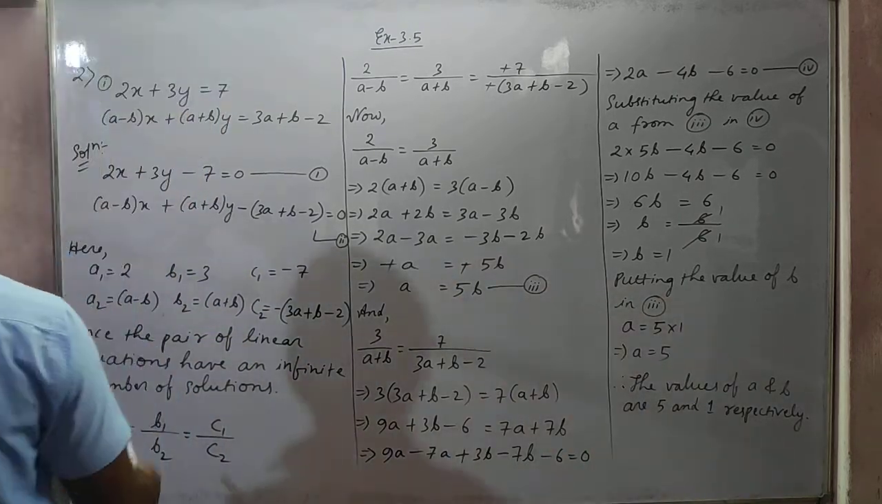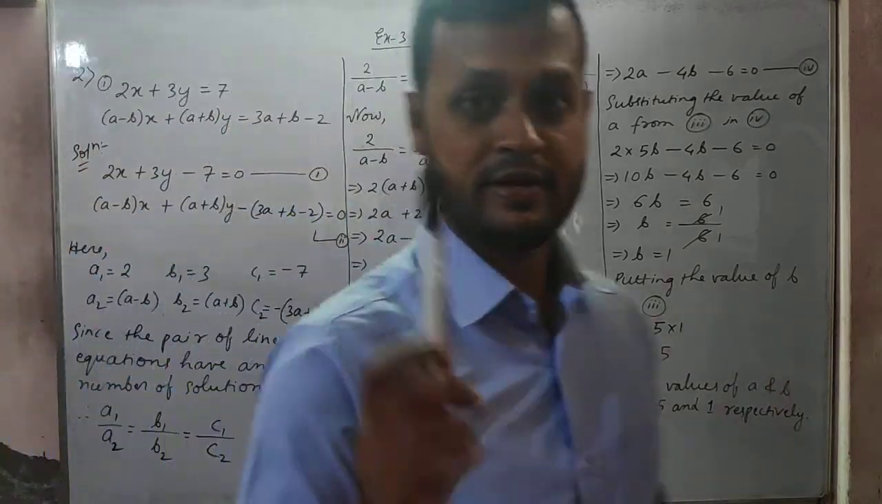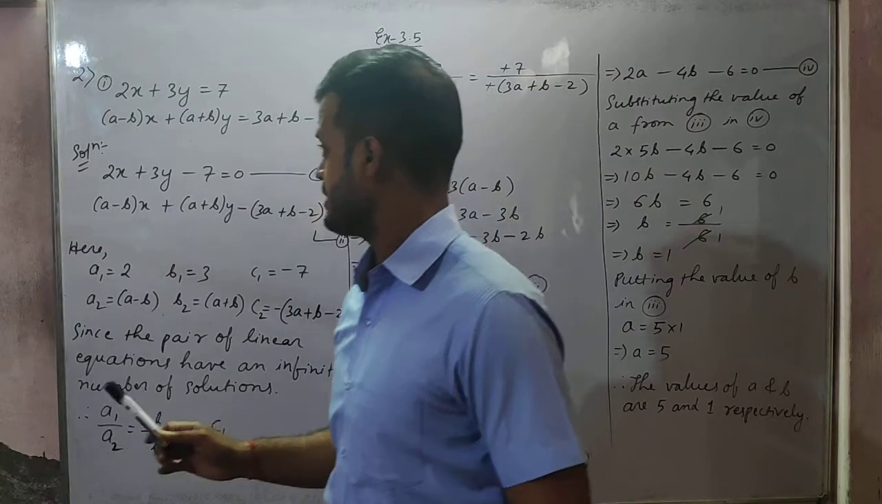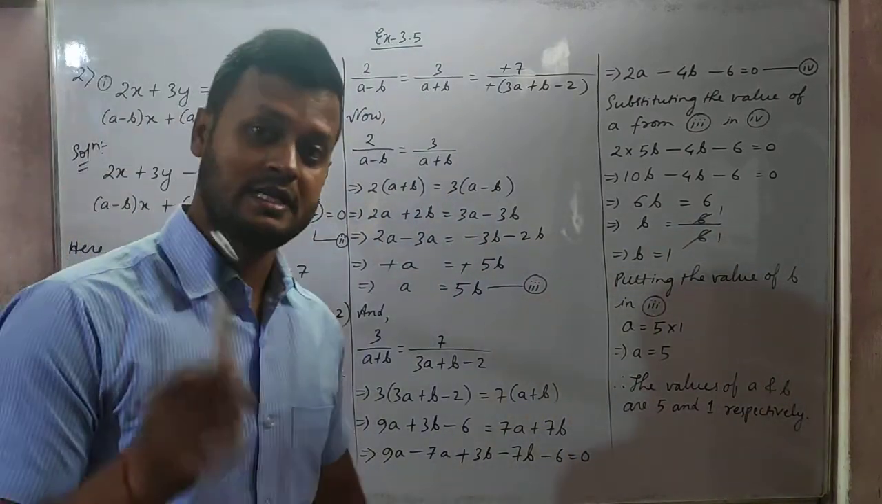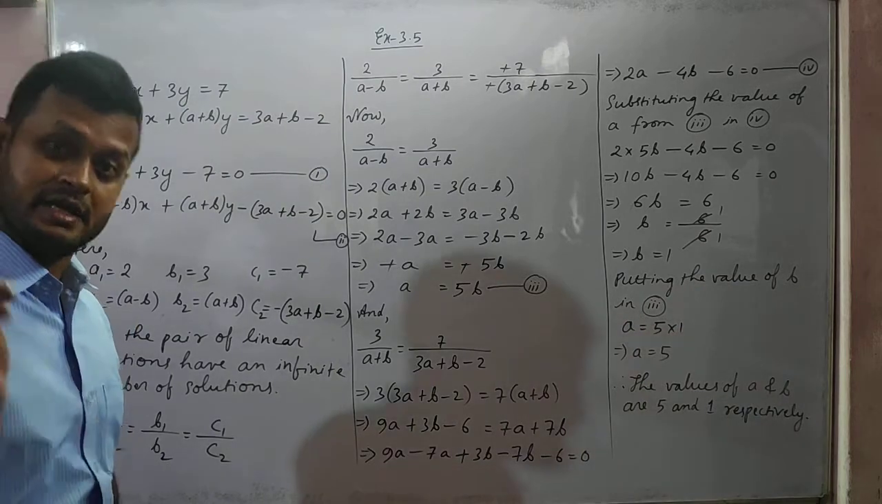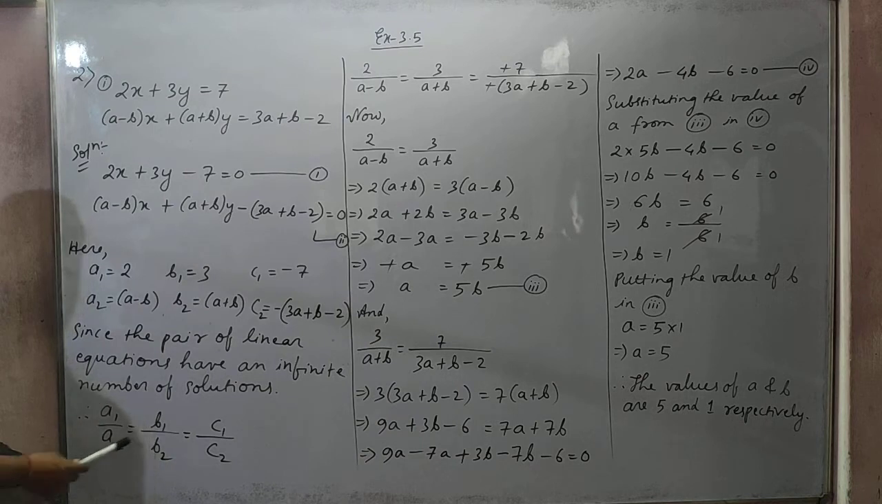Okay. Now, since the pair of linear equations has an infinite number of solutions, it is given in the question that the pair of linear equations has an infinite number of solutions. If they have an infinite number of solutions, then a1 by a2 is equal to b1 by b2 is equal to c1 by c2.